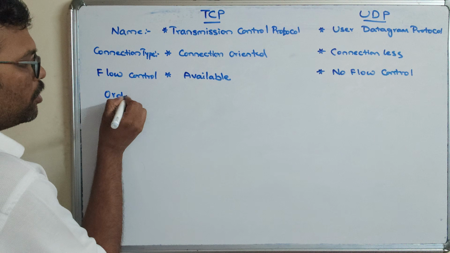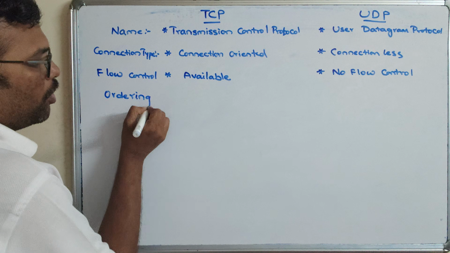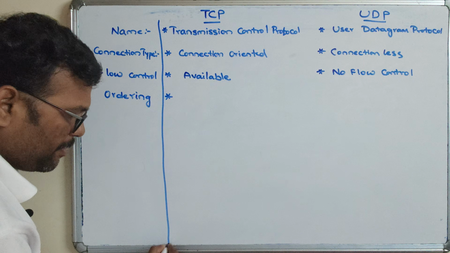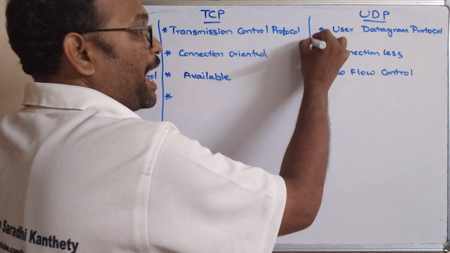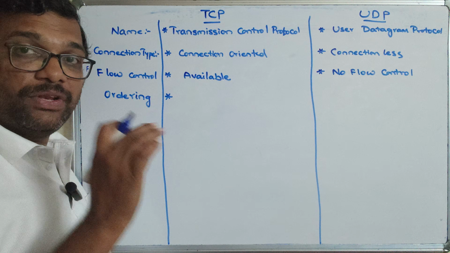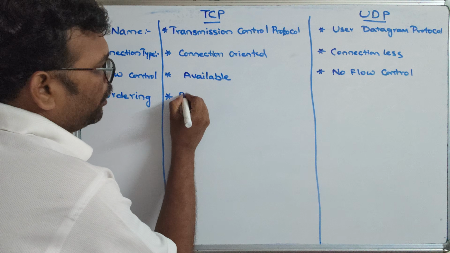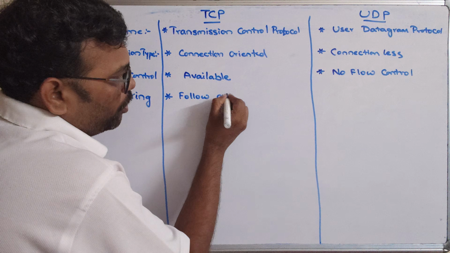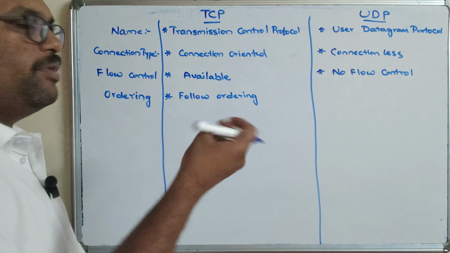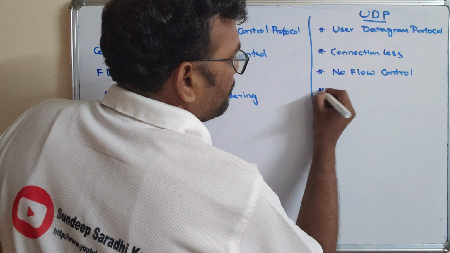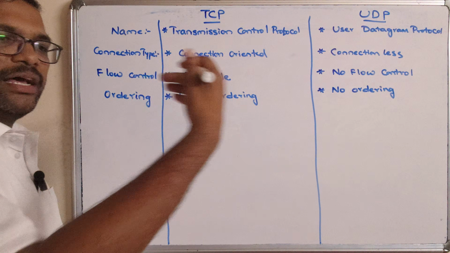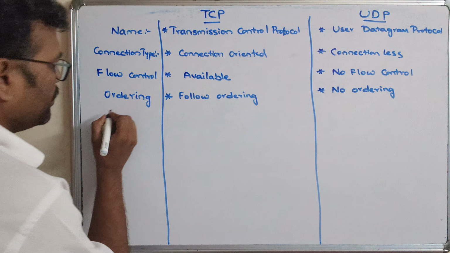Next, ordering, that means packet ordering. In TCP, the packets will be received in the same order, so it follows ordering. Whatever the order the sender sends the messages or packets in, the receiver will receive them in the same order. But here, no ordering. The packets may reach in any order.